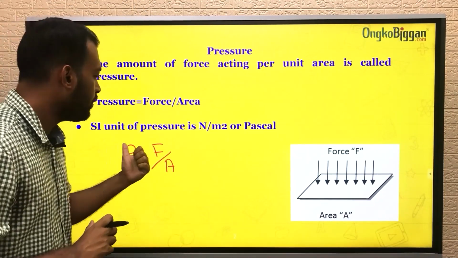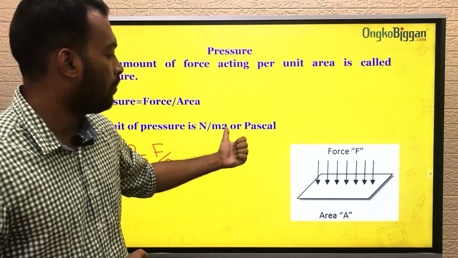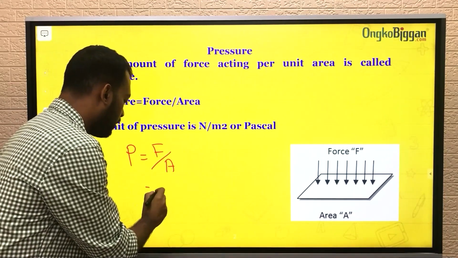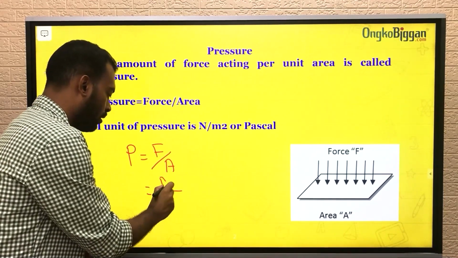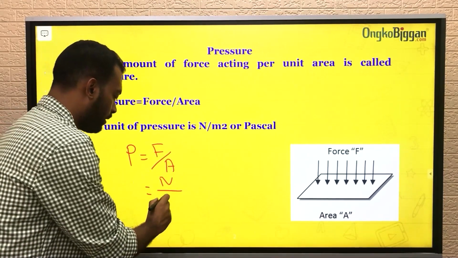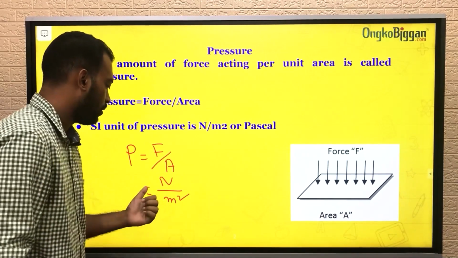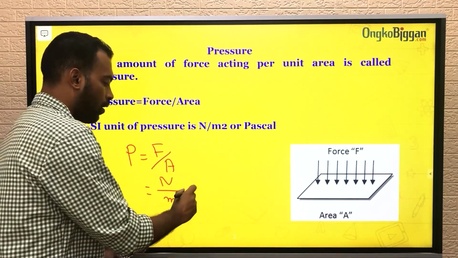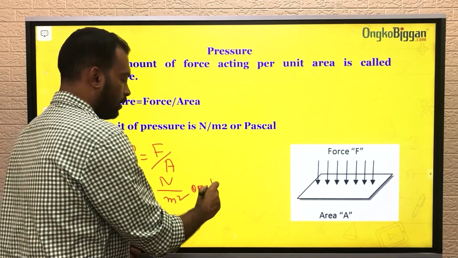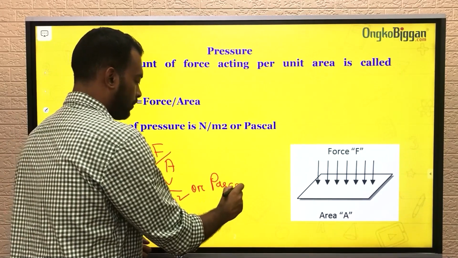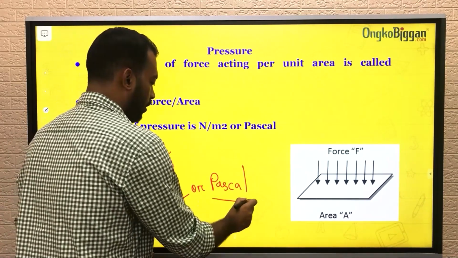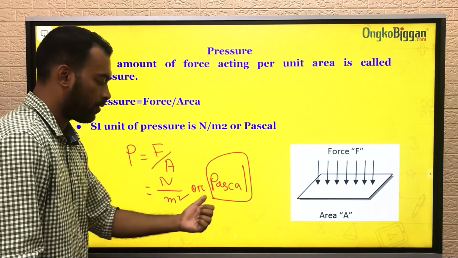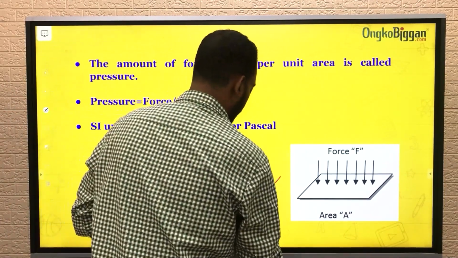The SI unit of pressure is Newton per meter square. Why? Because we know that the unit of force is Newton and the unit of area is meter square. So the unit of pressure is Newton by meter square, or we can call it Pascal. It has a certain name, which we call Pascal. Instead of writing N by m square, we can write Pascal. It defines the same thing.